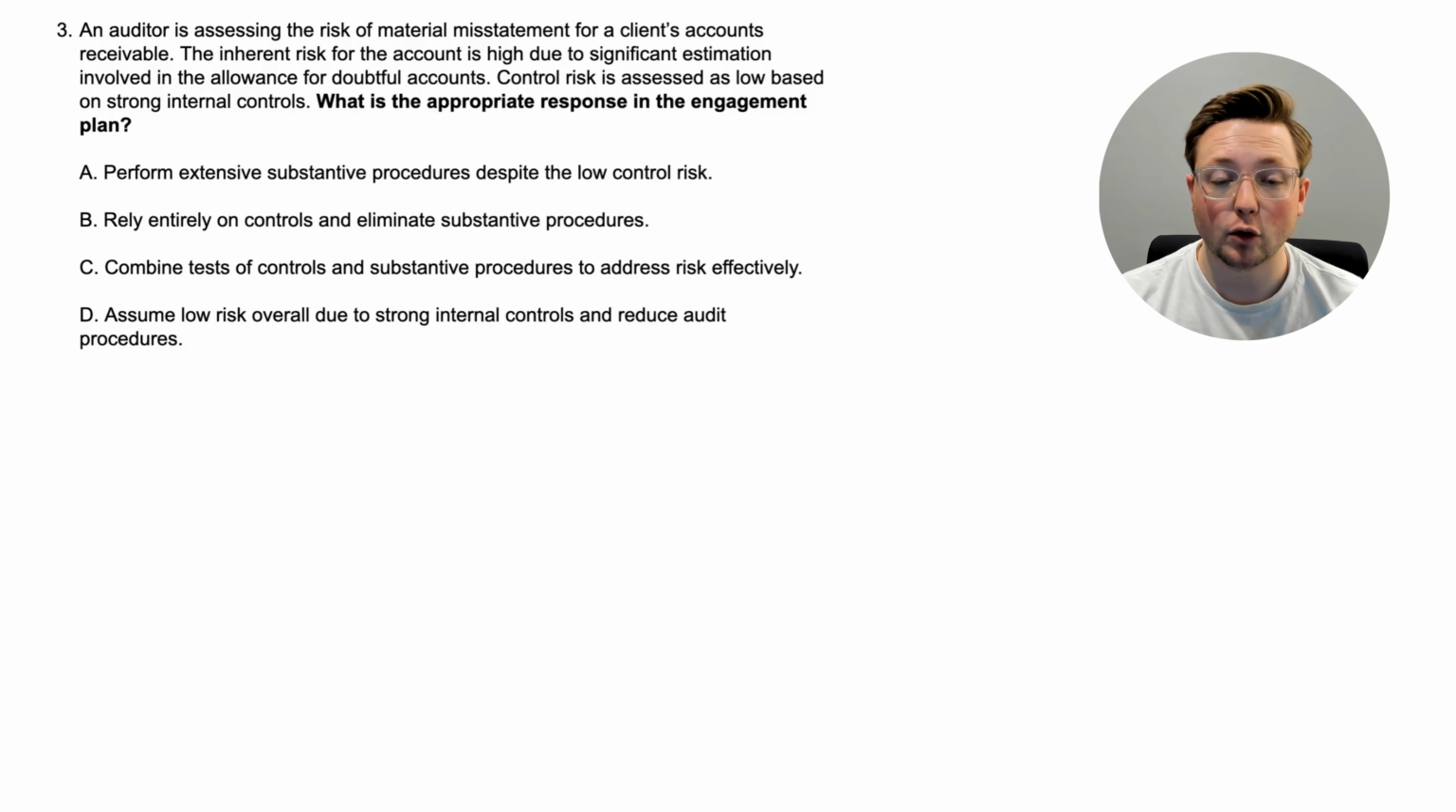Option A, perform extensive substantive procedures despite the low control risk. B, rely entirely on controls and eliminate substantive procedures. C, combine risks of controls and substantive procedures to address risk effectively. Or D, assume low risk overall due to strong internal controls and reduce audit procedures. Okay, again, out of all those options, think about control risk and inherent risk, if you know anything about those. If you don't know, that's okay. But after you've thought for a while, come back and we'll look at the answer together.